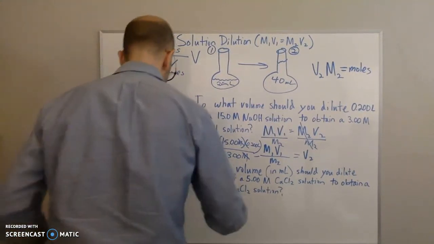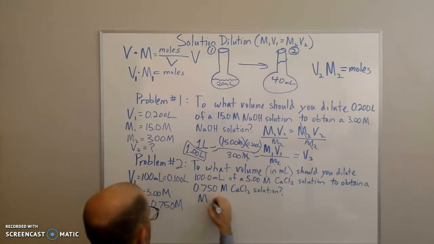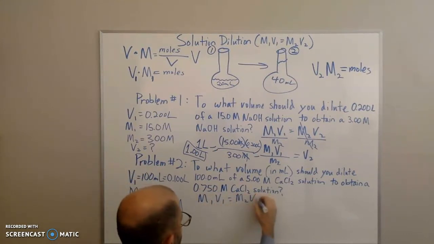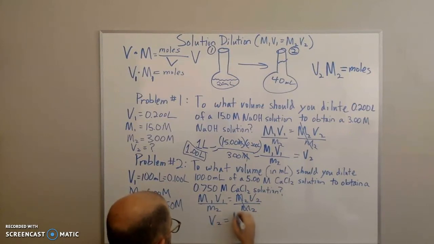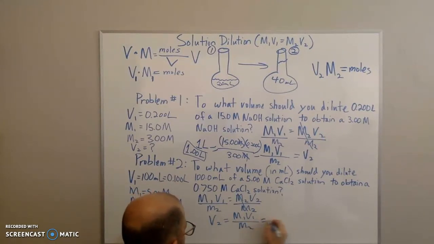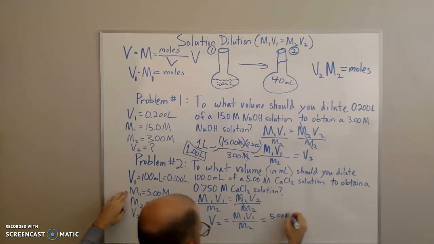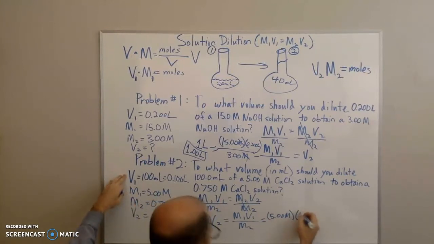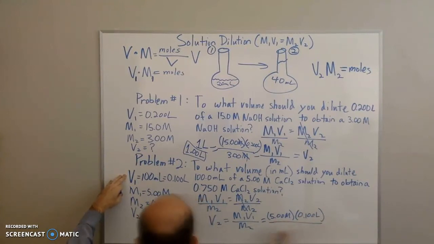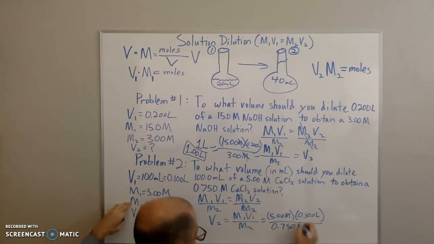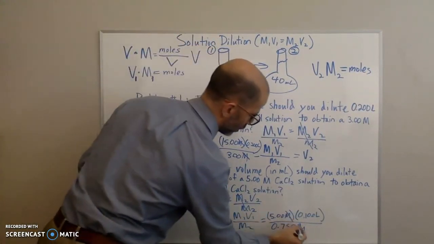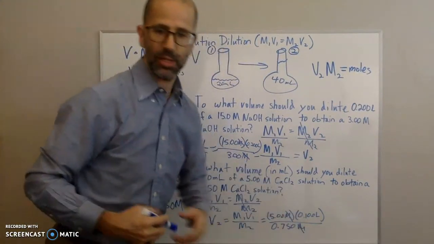So we're going to set up our equation. So again, we have M1V1 equals M2V2. We're looking for V2 again, so we're going to solve for V2. So divide both sides by M2, and that goes away. So then V2 is equal to M1V1 over M2. So now we just plug in our values. So M1 is 5.00 molar. V1 is going to be 0.100 liters. And we're going to divide by M2, which is 0.750 molar. And so once again, the molarities cancel out. And then you got liters. And so you do the calculation.